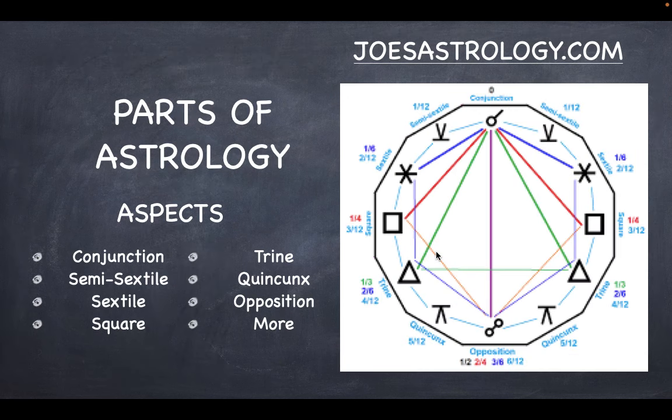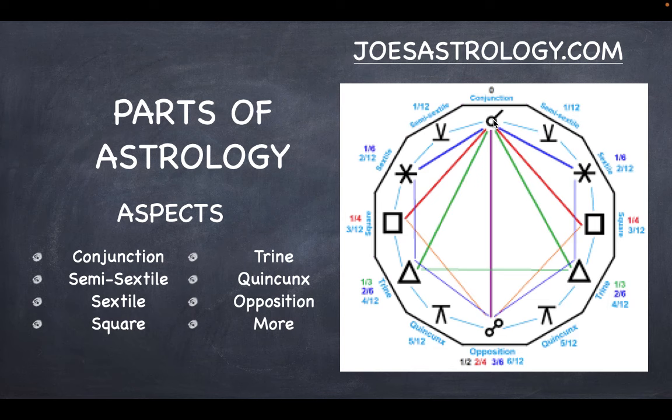Parts of astrology, we have also the aspects. Sorry for the blurry image, but we have the conjunction, the semi-sextile, the sextile, the square, the trine, the quincunx, or inconjunct, it's also known as, the opposition, and there are more. These are the basics. So the conjunction, we can see here, these are the symbols for the conjunction, the semi-sextile, the sextile, the square. You're going to want to memorize those. See the opposition here. The trine is that green line.